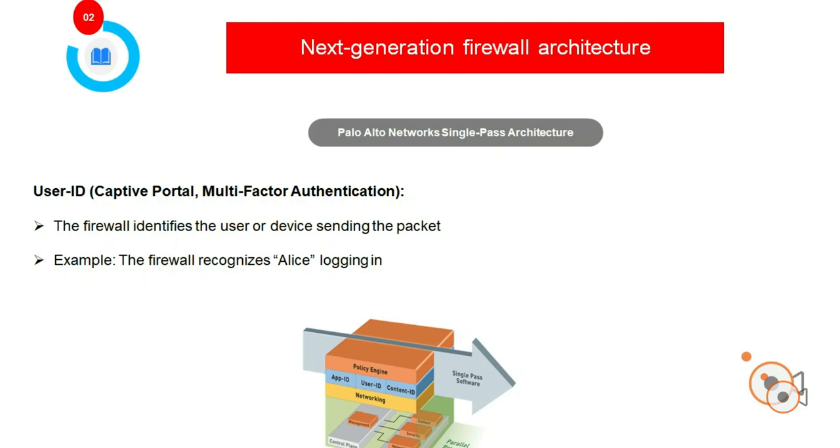In parallel also, the Palo Alto will check the application ID technology. The application ID, as you know, is a technology that identifies applications in network traffic, no matter how the traffic is disguised or what port it uses. It's like the firewall's ability to recognize what you are doing on the network.